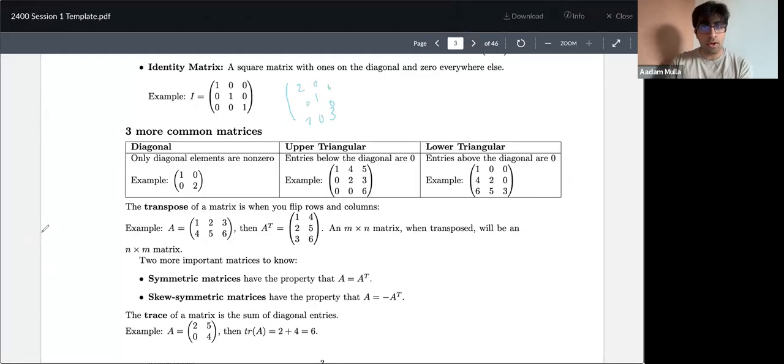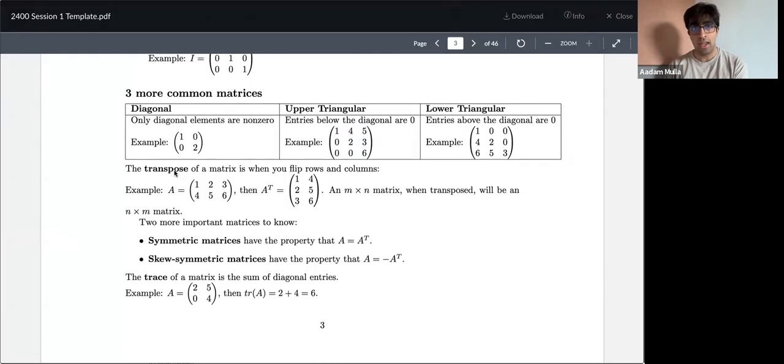Upper triangular means that the diagonal splits the matrix into two, and only the upper top right entries can be non-zero. Everything else needs to be zero. Lower triangular is the same thing, but opposite. This is all fairly straightforward, which is why I'm going through it pretty quickly. You can just read the notes and get these terms in your head.